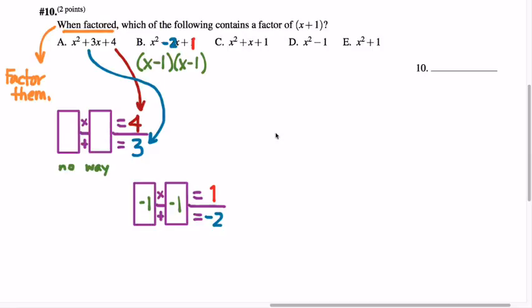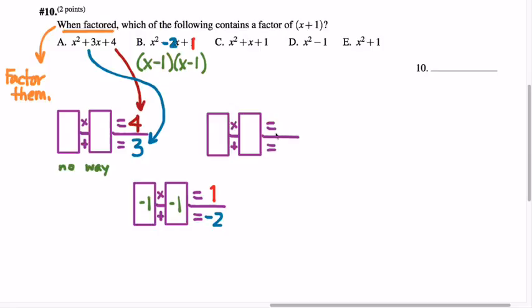And that means that we can factor this expression using those two numbers, x minus 1 times x minus 1. But then we look at those two factors and say, well, neither one of them is the x plus 1 that the question is asking us about. So choice B is out. That one doesn't work. And then we'll just keep on going down the line.